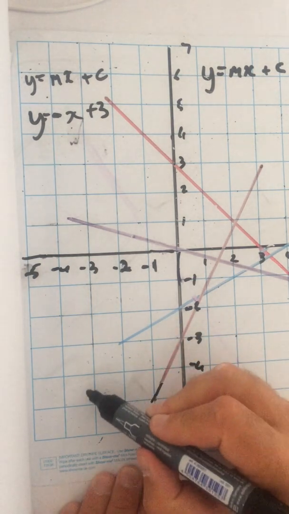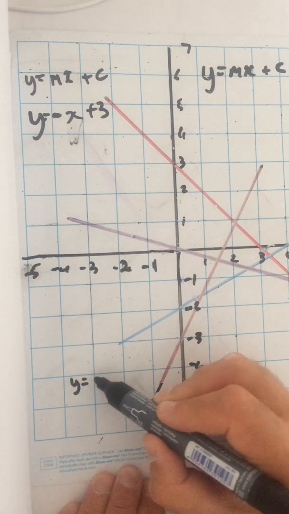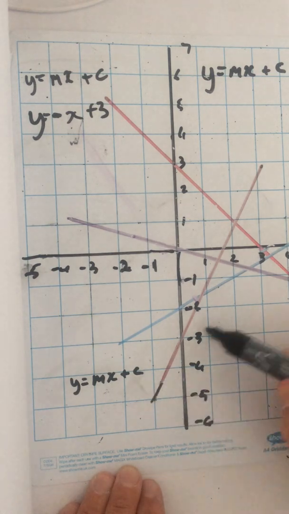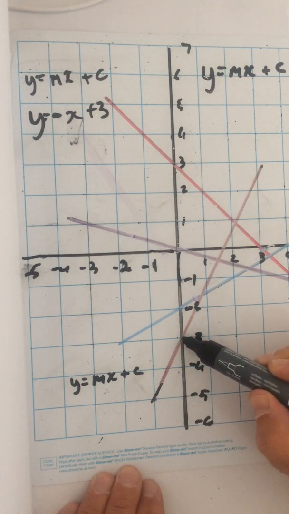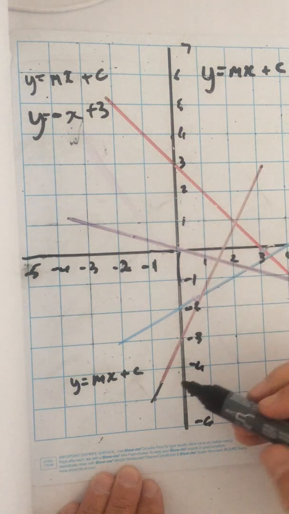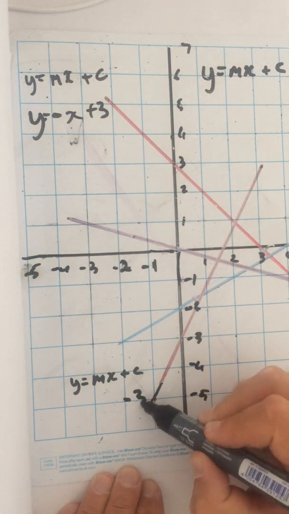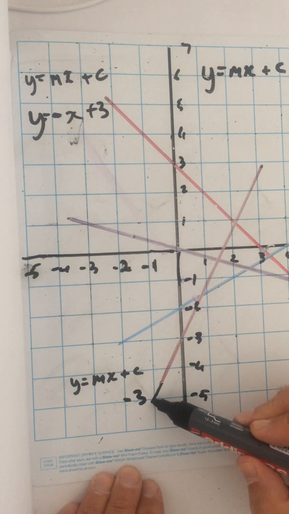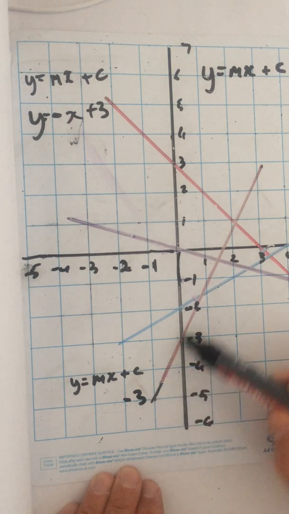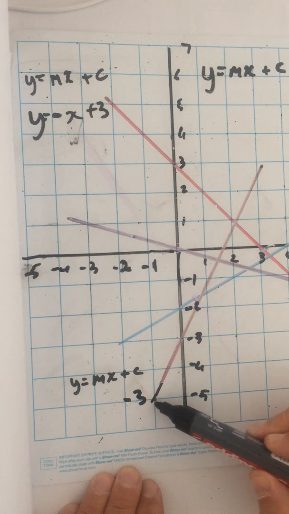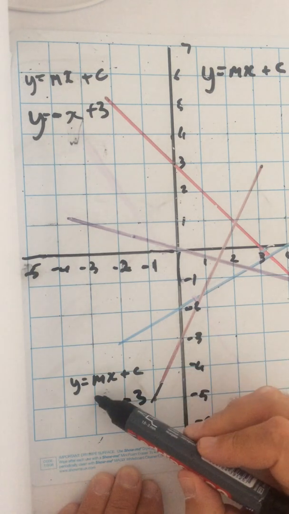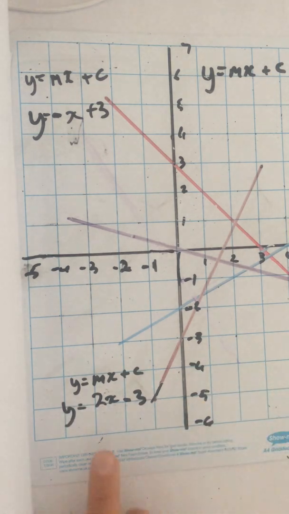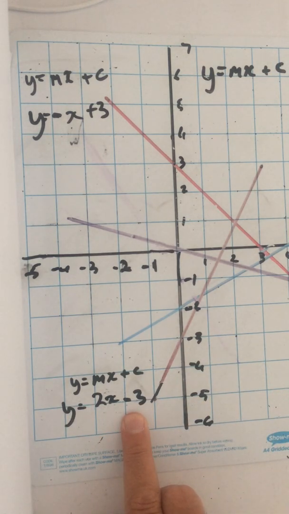Okay, the brown one. So again, I'm going to write that down. Y equals mx plus c. I'm going to do the y-intercept first. I can see that's where it's intercepting the y-axis, so that would be a minus 3 there. Now I've got to work out the gradient, and it's a positive gradient because it's going upwards. For every 1 across, there's 2 up, so there would be 2x. So y is equal to 2x minus 3. This would be that line there.